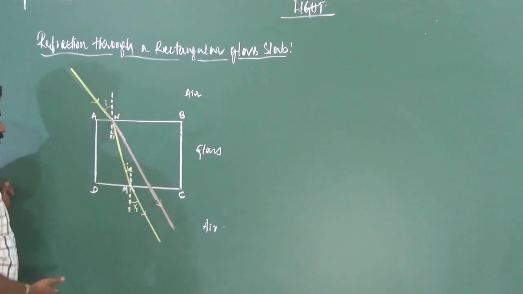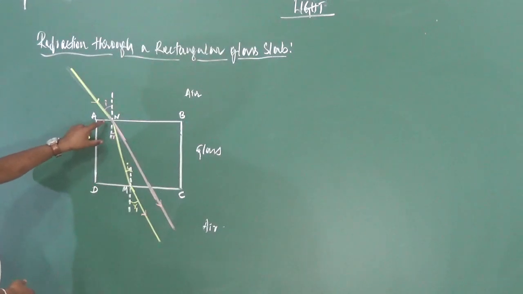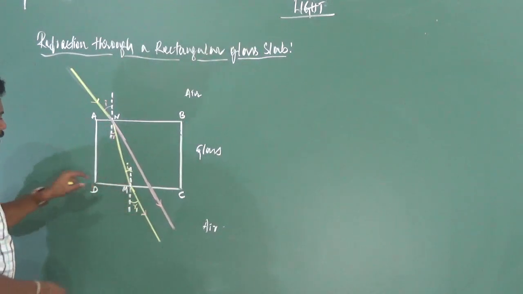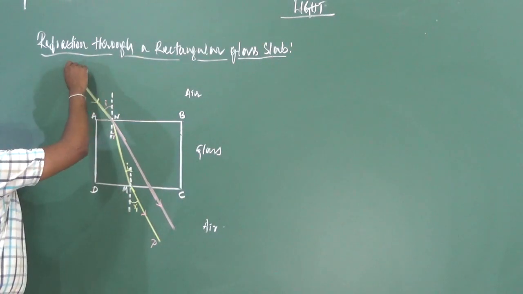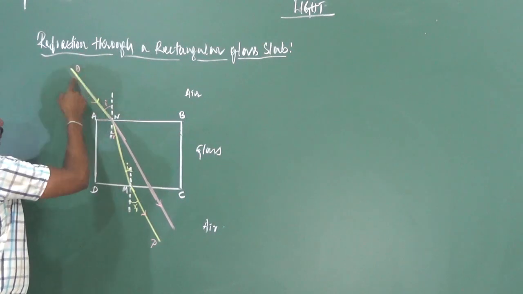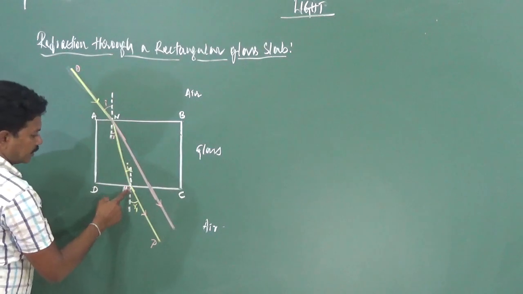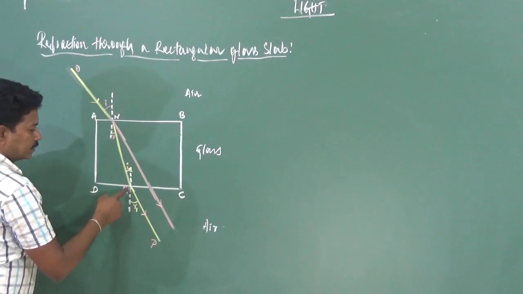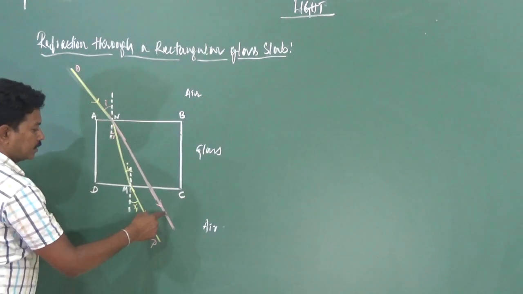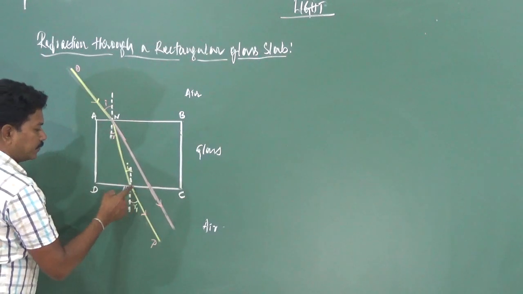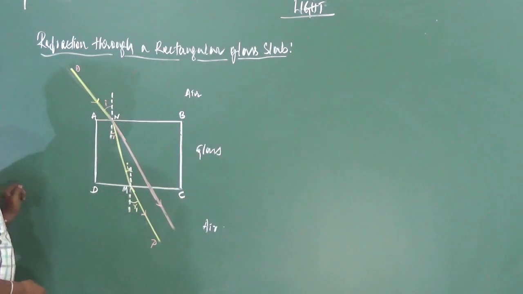So this happens, right? The incident light ray we can call ON, and the emergent light ray we can call MP. ON is the incident light ray and MP is the emergent light ray. This emergent light ray and the incident light ray are exactly parallel to each other, and we can see the shifting of the light ray from this position to here. This is called the lateral shift.